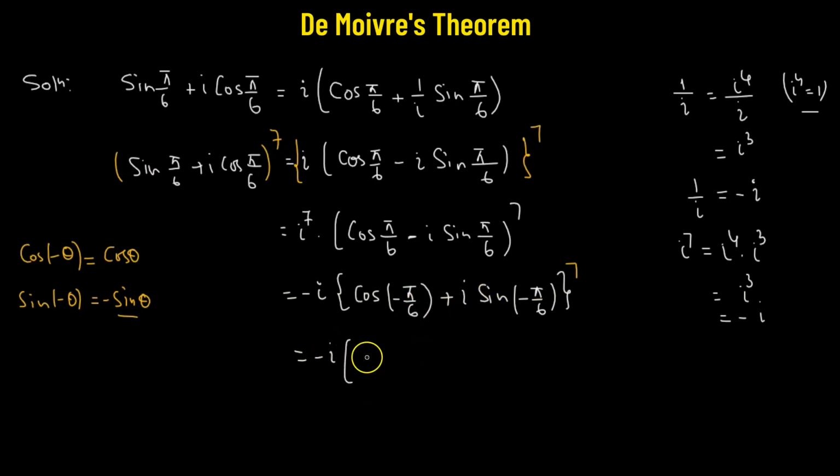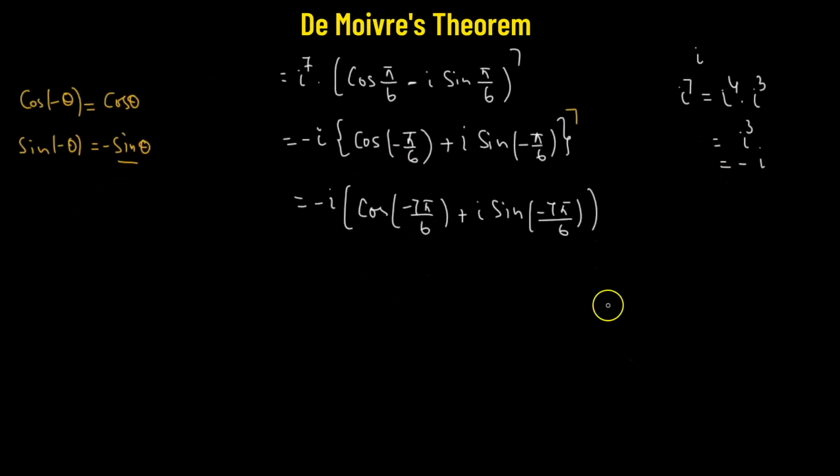So here we'll be applying De Moivre's theorem. So we have cosine of negative 7 pi over 6 plus iota times sine of negative 7 pi over 6. Right. So now we have successfully applied De Moivre's theorem. Our next task will be to solve the value of cosine of negative 7 pi over 6 and sine of negative 7 pi over 6. So let's do that.